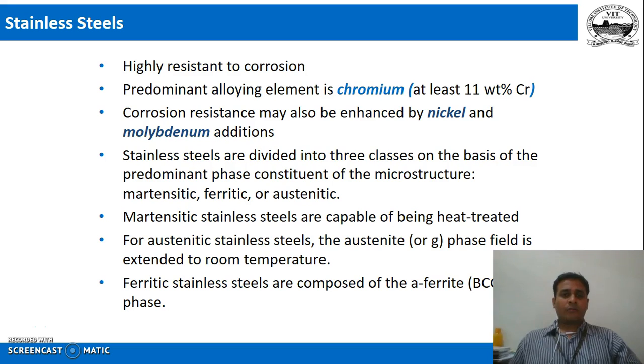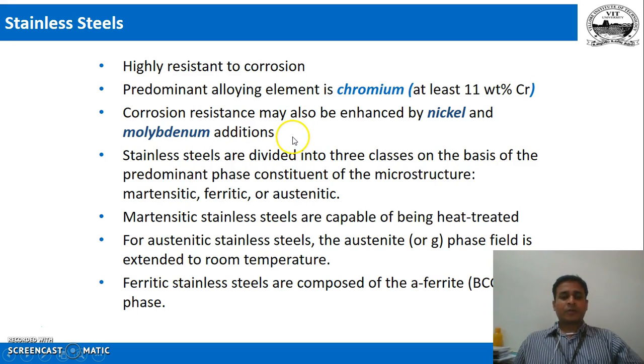We all know that stainless steel predominantly consists of, in other words, the main alloying constituent for stainless steel is chromium, which will be at least 11%. We have your iron carbon, along with that you have a minimum of 11% chromium in the case of stainless steels. Of course, that is the main reason for its corrosion resistance, but you can also achieve this corrosion resistance by using either nickel or molybdenum.